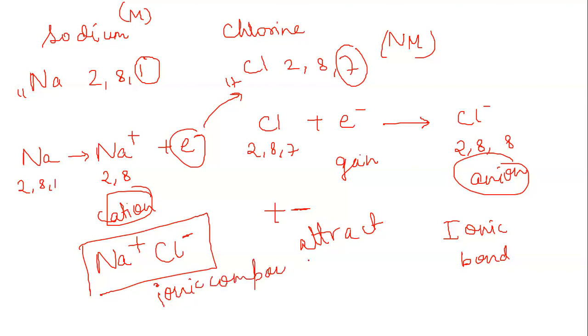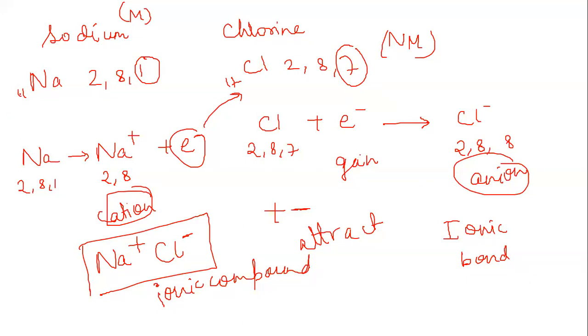So if there is any compound in which a metal and non-metal are present, that is an ionic compound, because whenever metals react with non-metals, they form ionic compounds. And the force of attraction which is holding these ions together is called an ionic bond. Is it clear? Yes, yes, sir. Okay.